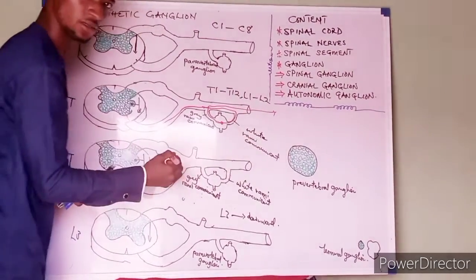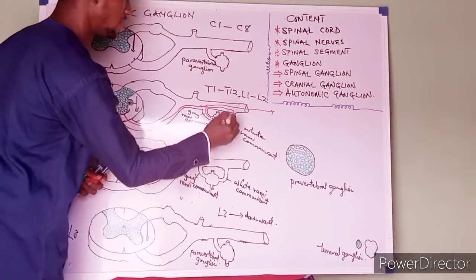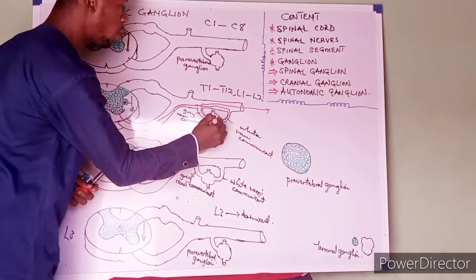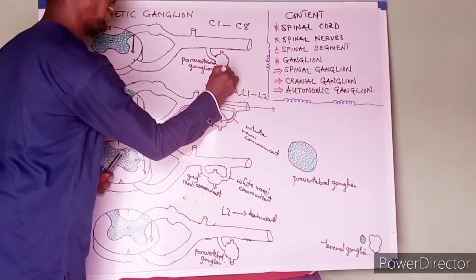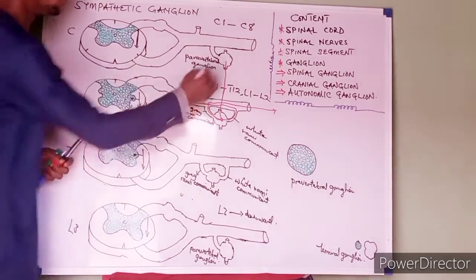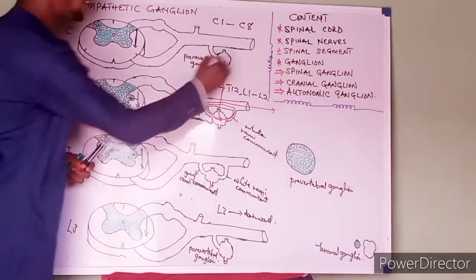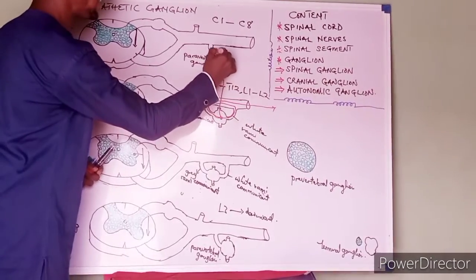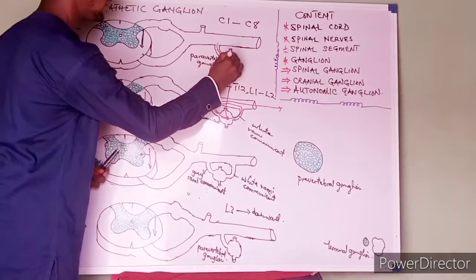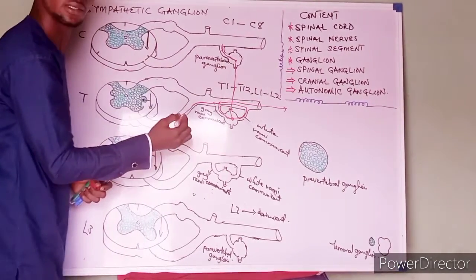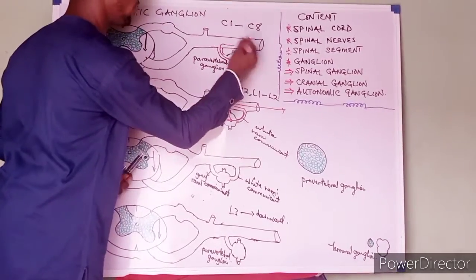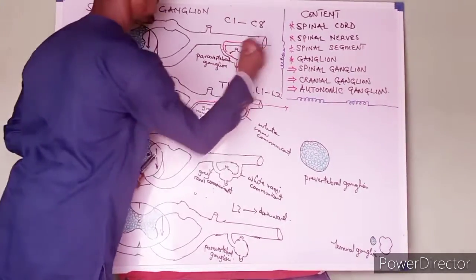If it does not do this, what it can also do is that when it enters and does not terminate here, it can as well ascend up. When it ascends up, it goes into the what? Into the cervical region to form a ganglion here. When it enters into the cervical region, then it will come out through the gray ramus communicans and enter into the anterior ramus of the cervical region.